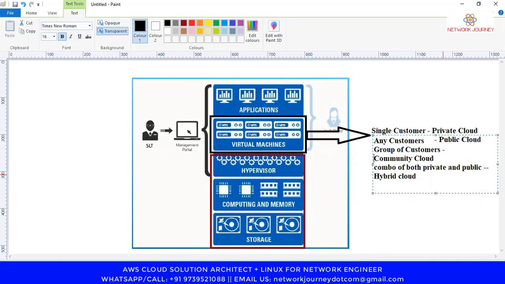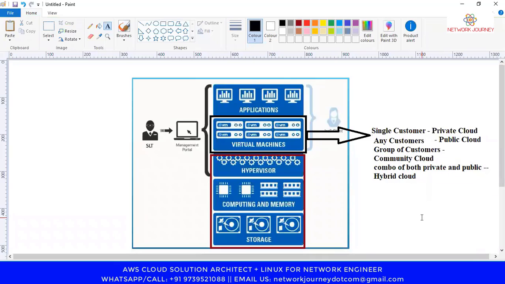Okay. So fine friends. So this is what I just said about what is public, private and community cloud and hybrid cloud. Now we can start to discuss the next phase of our services, which is, I can say, software as a service, platform as a service, like that.